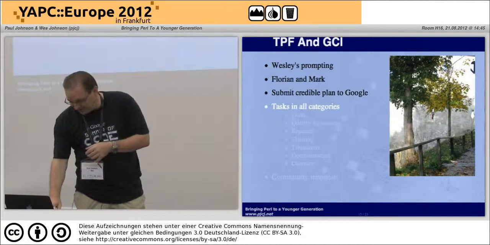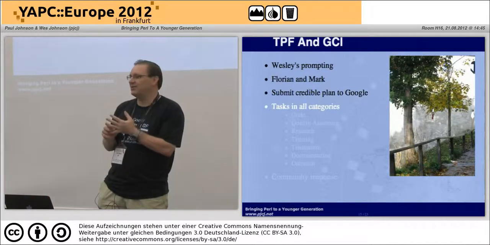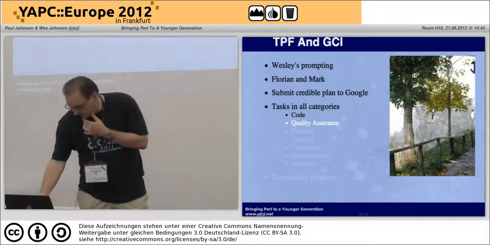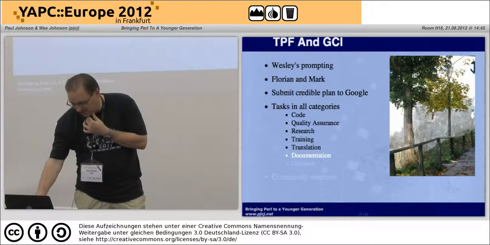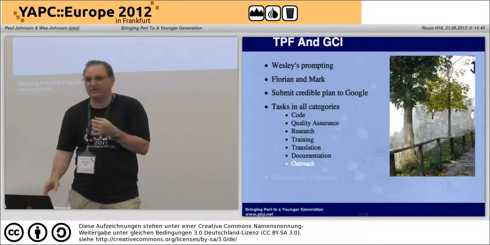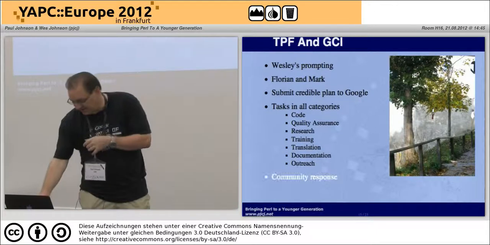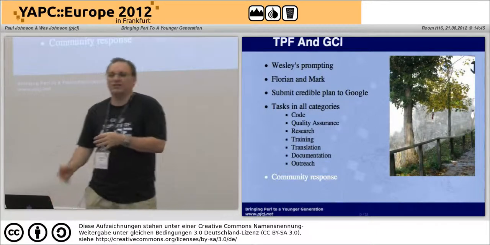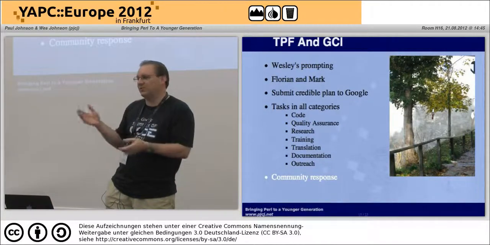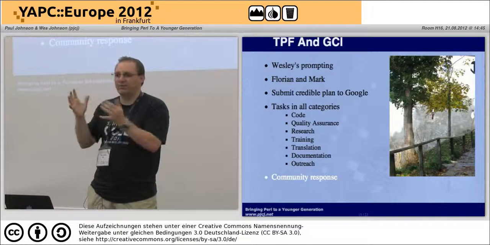And it turns out what we needed to do was to find tasks in the various categories. There are 7 categories, and we needed at least 5 tasks in each of the categories. Those are the categories: code, QA, research, training, translation, documentation, and outreach. So whereas GSoC is all just code, GCI covers a much greater area. So what we did was we sent out requests, mailing lists, blog posts, Twitter, whatever we could find, asking people for tasks to put them up on a wiki.